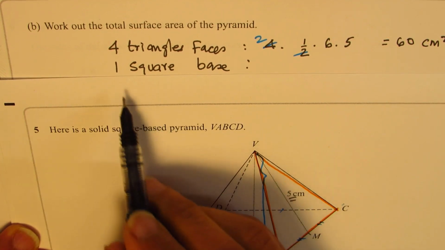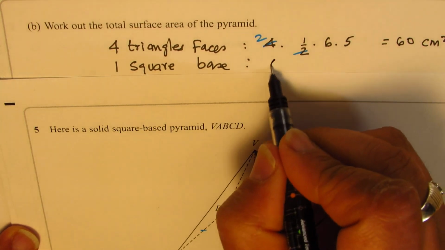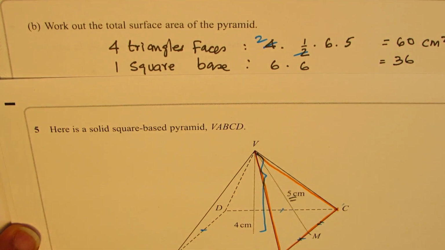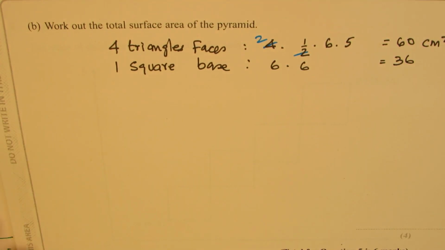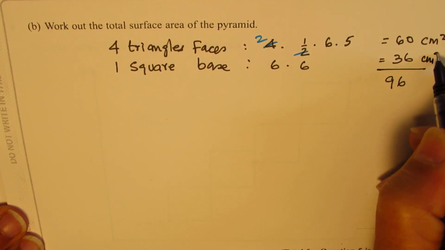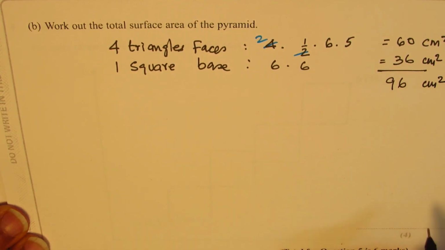Clear? Square base, 6 times 6, which is 36. And total, we can just add them up. Okay? So we are just going to add them up. We get 96 centimeters square. That becomes our answer.